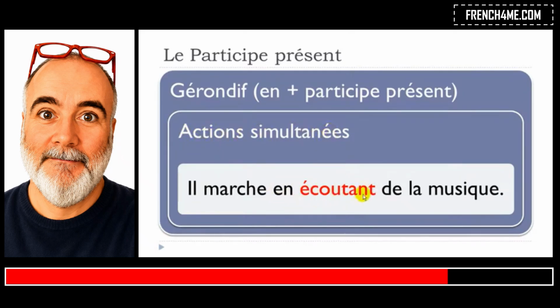Écouter is to listen, okay, so il marche, he's walking, and he's listening to some music, so il écoute de la musique. And in that case, you use en écoutant, and you want to express the fact that it's happening at the same time. Il marche en écoutant de la musique. Alright, so that's the first use of this gérondif form.